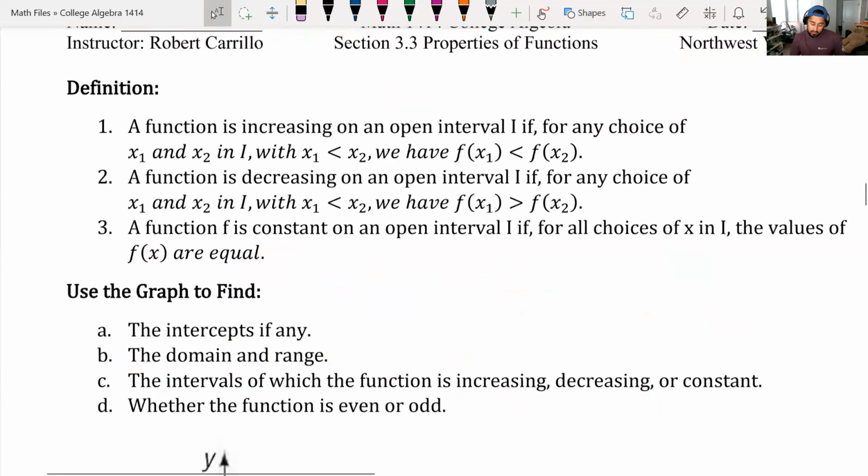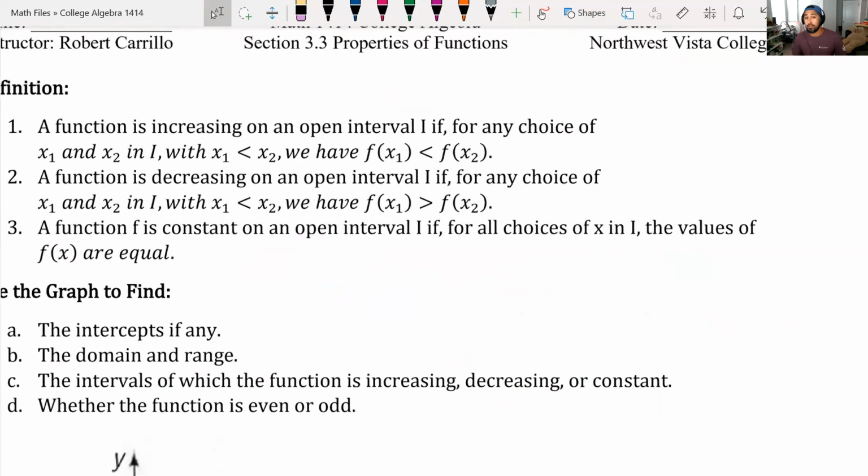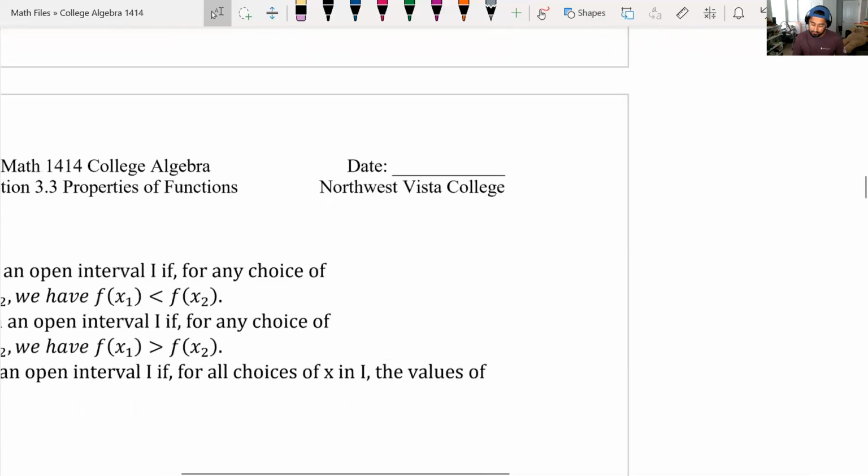Now we get into the definition of intervals of increase, intervals of decrease. So the first one, a function is increasing on an open interval I if, for any choice of x1 and x2 in this interval I, the value of x1 will be less than x2, and the value of y at x1 will be less than the value of y at x2. What does all that mean? Well, let's look at it.